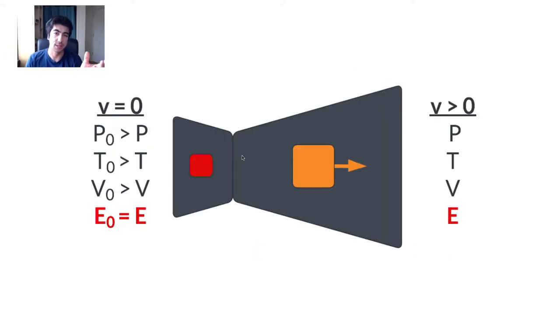To introduce the next set of equations, I'd like you to consider our rocket engine nozzle and a block of exhaust gas that is moving in the diverging section of the nozzle.